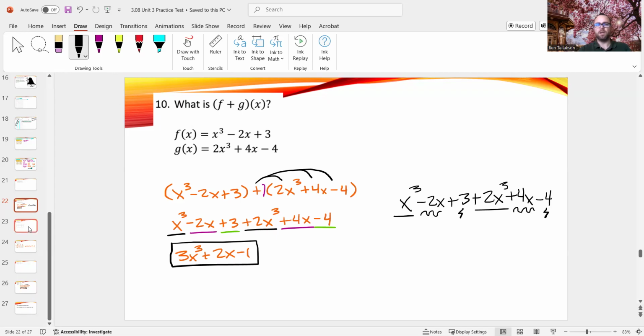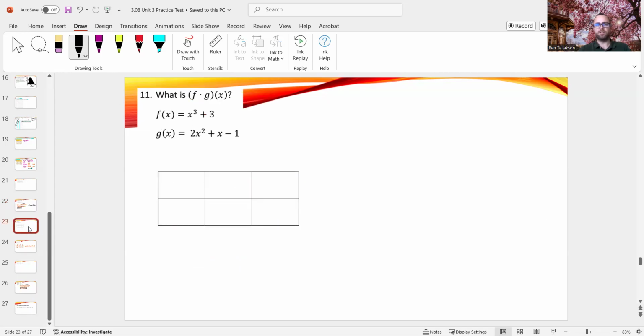Okay, let's combine some more functions. What are you being asked to do? Multiply, right? And I set up the box method. You could use that method or another. I find this to be the most popular and the most organized. Try it.